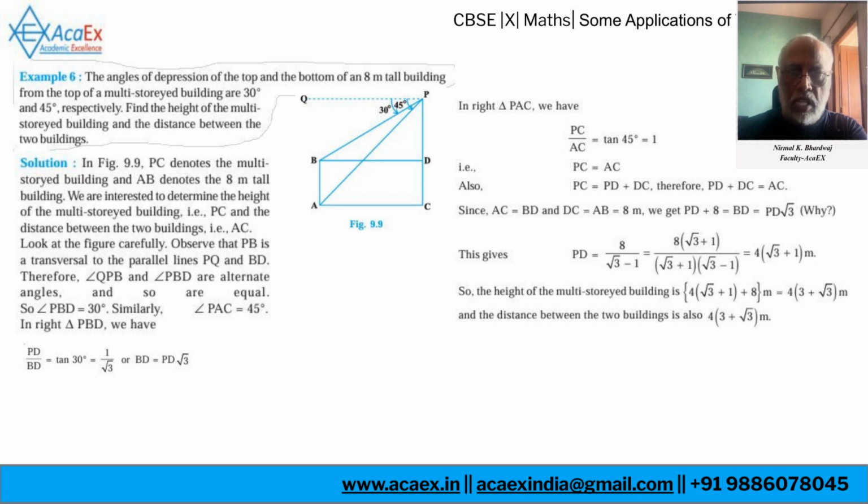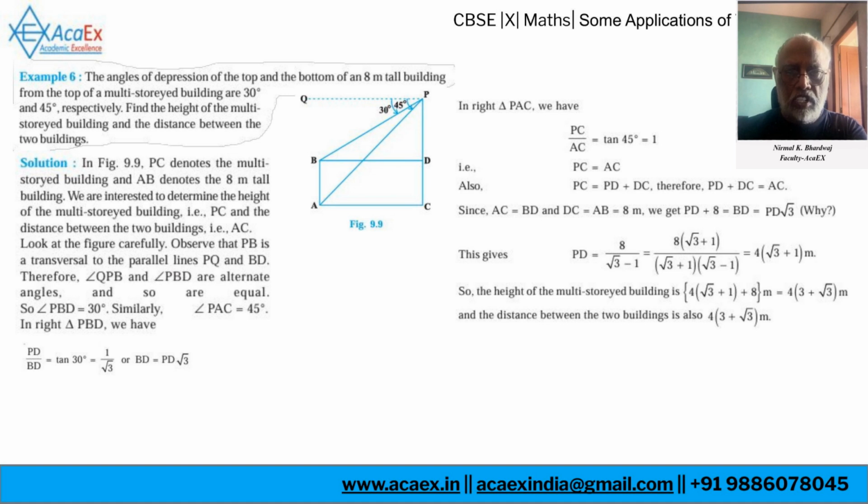In the right triangle PBD, tan 30 degrees equals PD over BD. This gives BD equals PD times the square root of 3. We know that AC equals BD and PC equals PD plus DC. Since DC equals 8 meters, we can form the equation PD plus 8 equals PD square root 3. Solving for PD gives PD equals 4 times (the square root of 3 plus 1) meters.